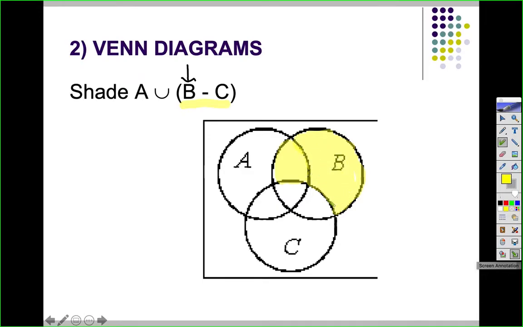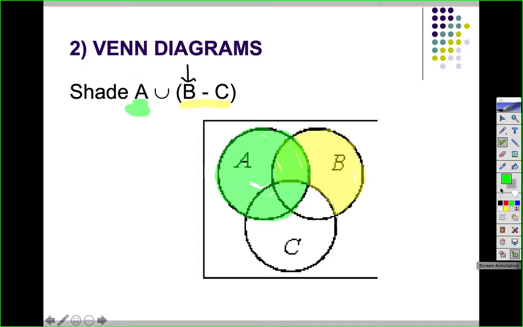Now, A, I will shade in a different color. A is over here. A is the whole A circle. And that will be in green. So what you'll see is I have parts with just green, parts with just yellow, and then parts with both colors, this part right here.